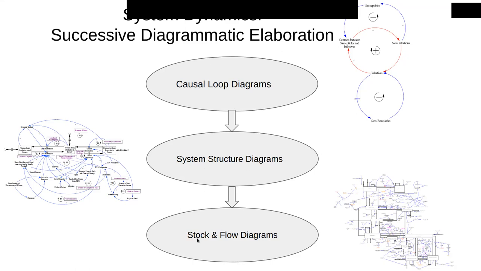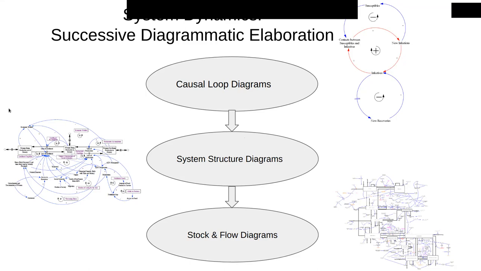And this elaboration is not some willy-nilly process of just reinventing things from scratch. You take the understanding here, the causal loop diagram, and you successively explicate it. You successively elaborate it, but it's more than that. You sharpen it. You hone it.